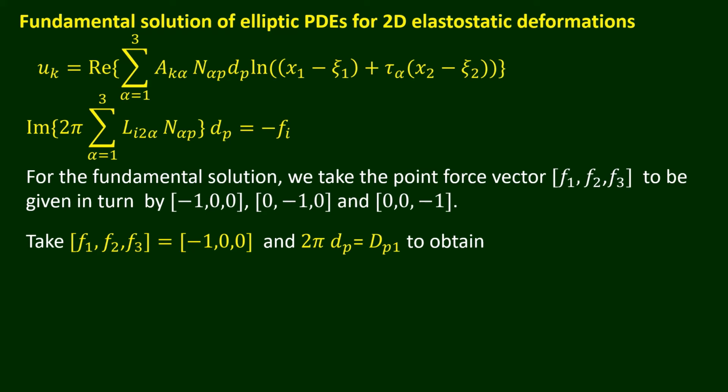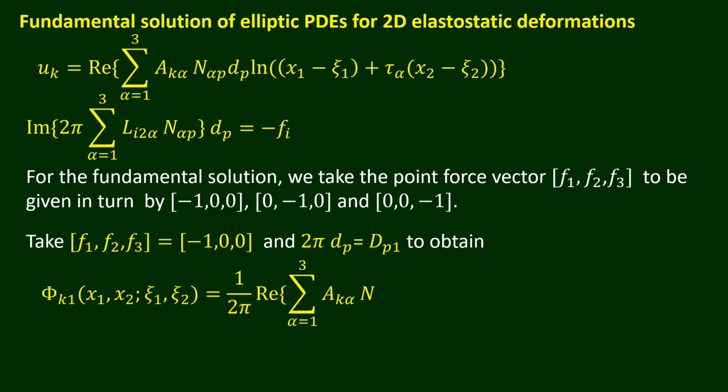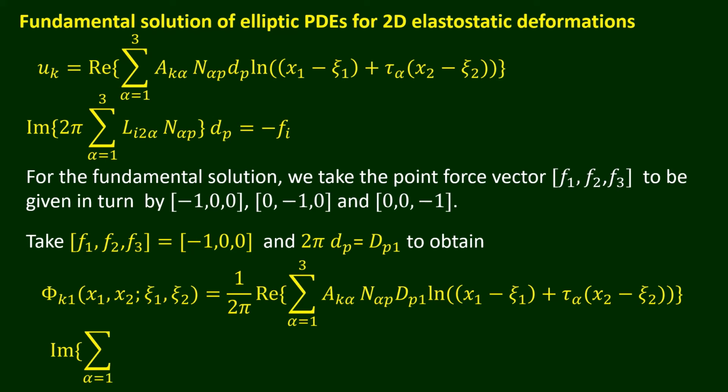To obtain capital Phi k1, x1, x2, psi1, psi2 equals 1 over 2 pi, real part of sum, alpha equals 1 to 3, A k alpha and alpha p, Dp1, complex log, x1 minus xi1 plus tau alpha, x2 minus xi2. And imaginary part of sum, alpha equals 1 to 3, L i2 alpha and alpha p, capital Dp1 equals delta I1.